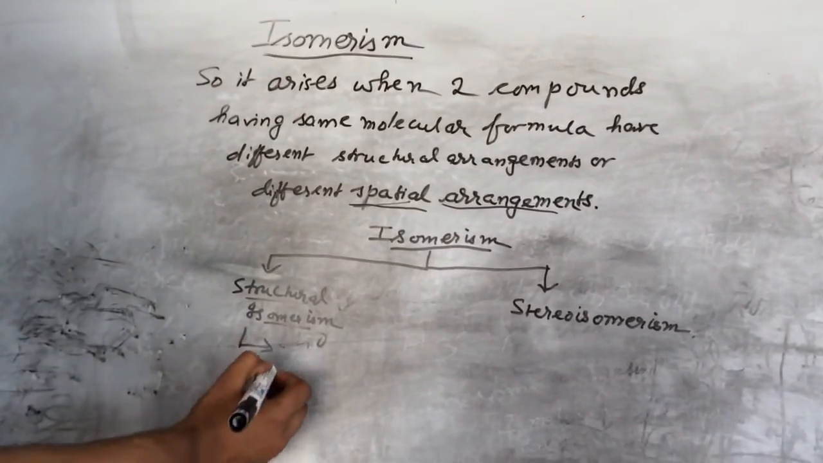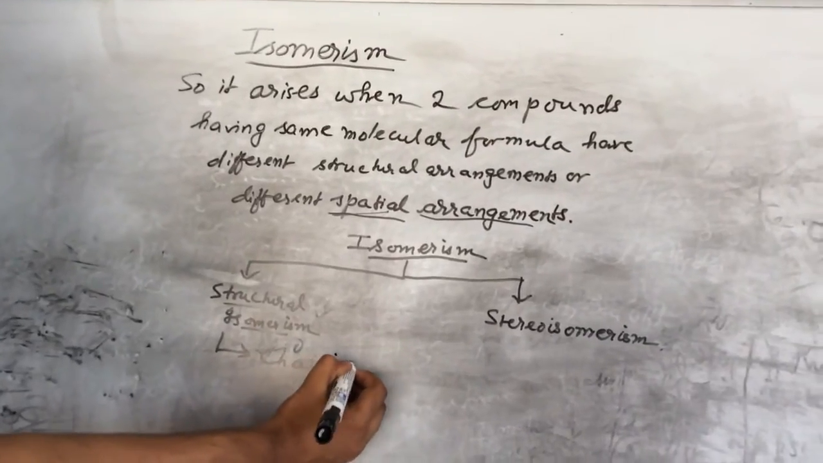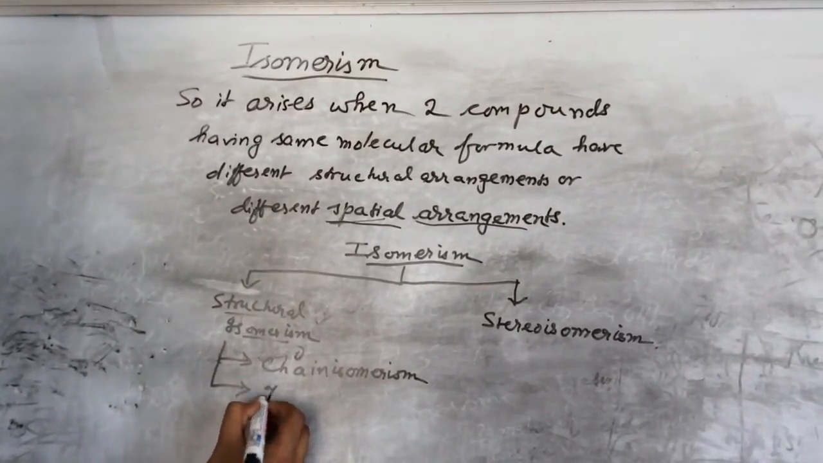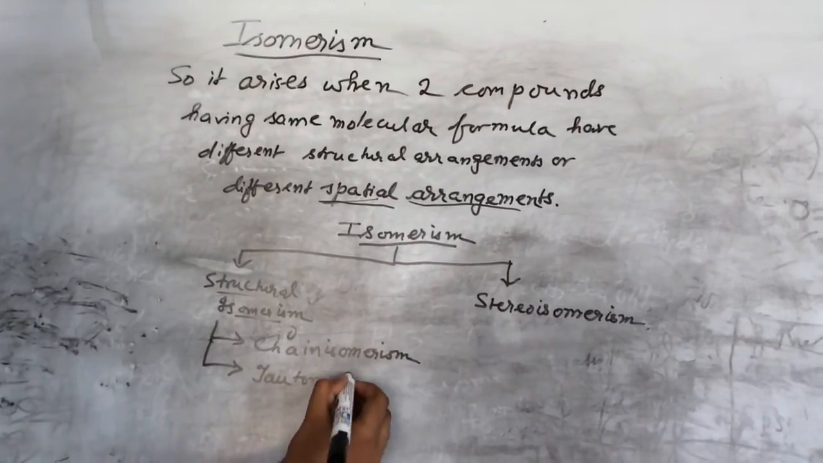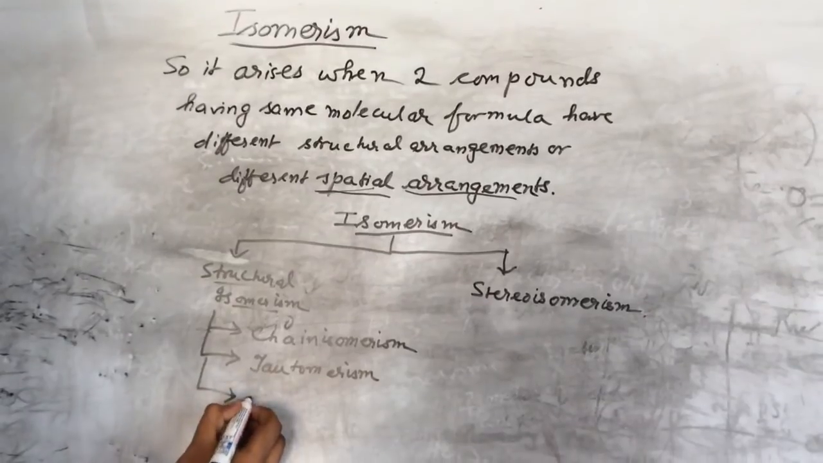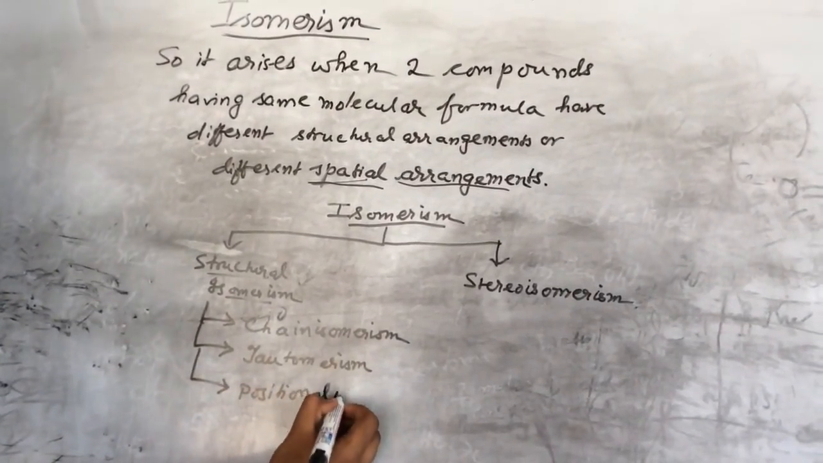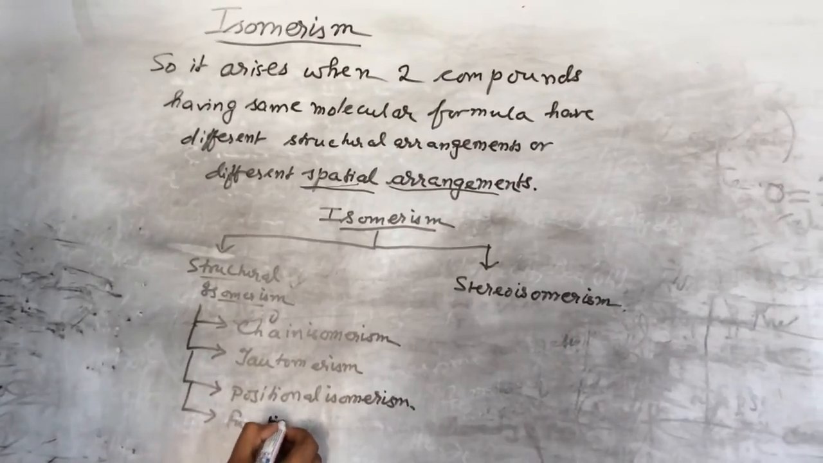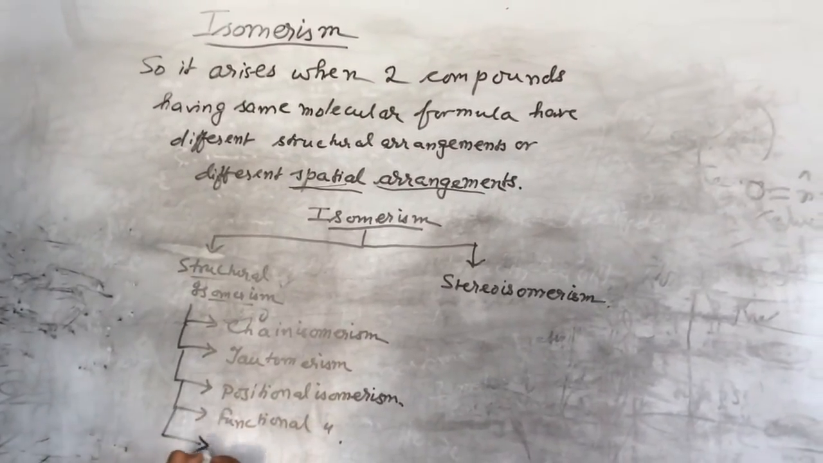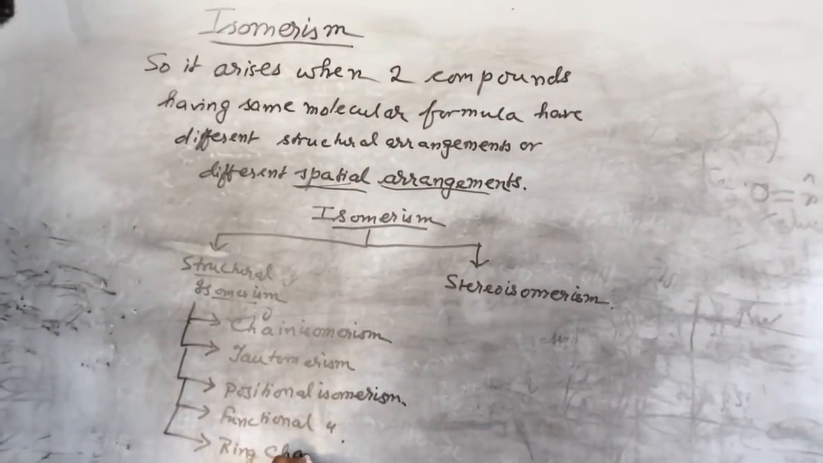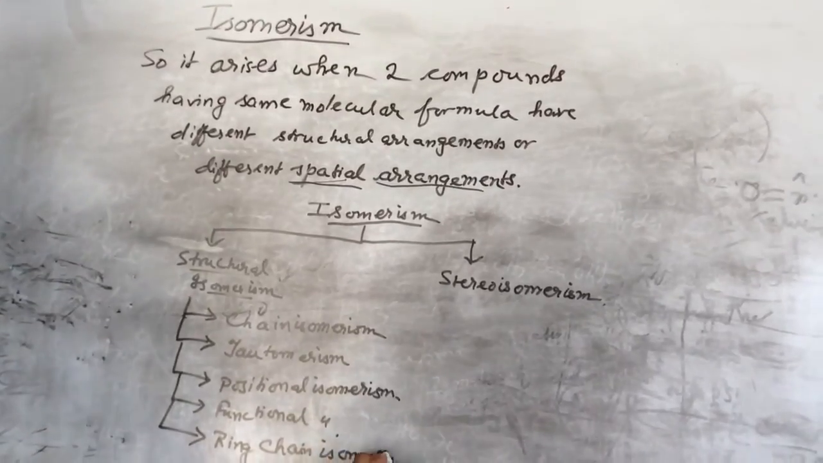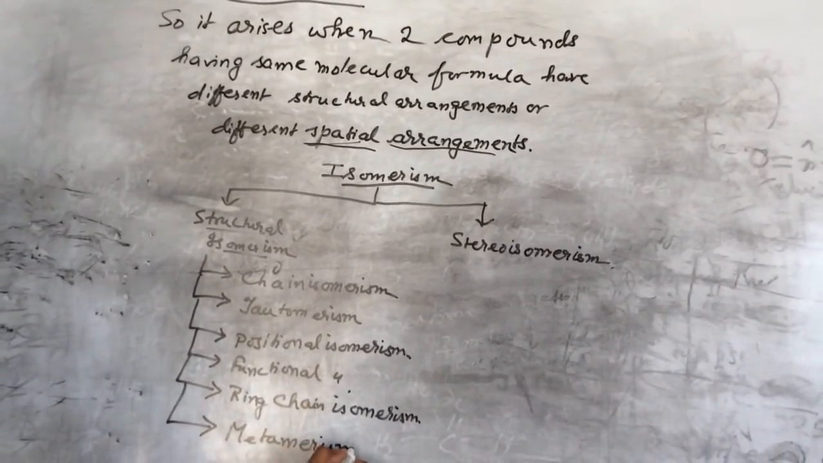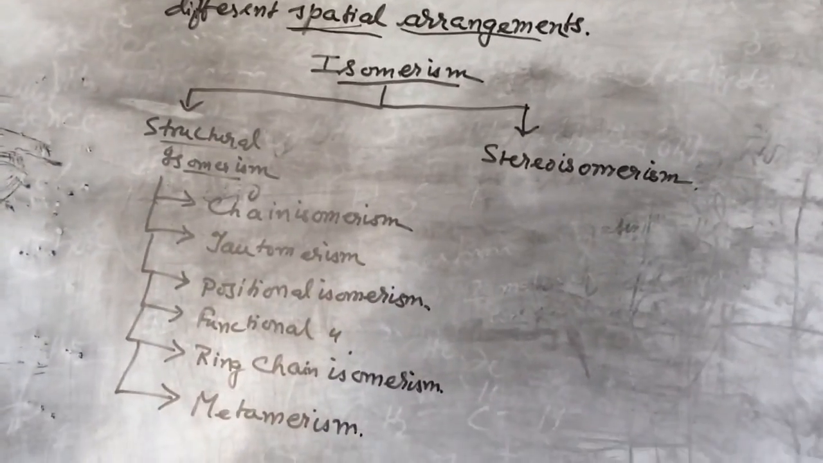So structural isomerism can be of many types. The first one being chain isomerism, then tautomerism, then we have positional isomerism, then we have functional isomerism, then we have ring chain isomerism, and at last metamerism. So let's start with the structural isomerism part.